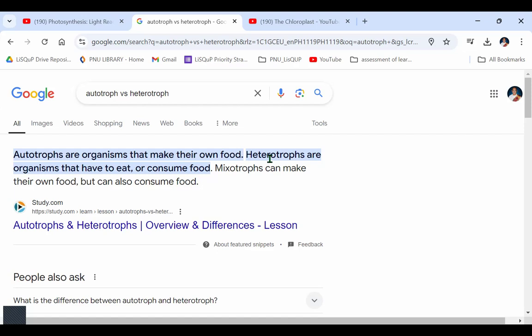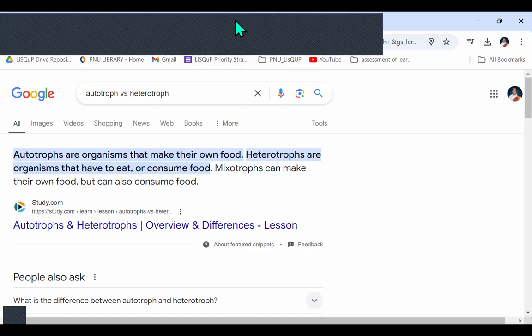We have to eat to consume food. Okay, autotrophic, heterotrophic. All right.